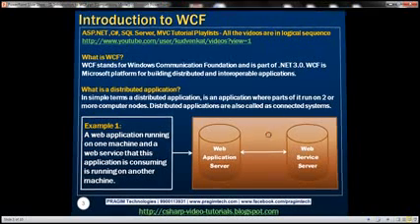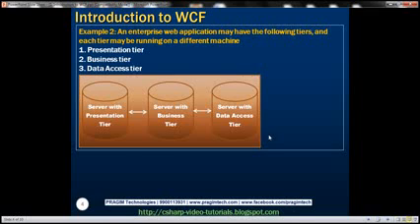Now let's look at another example of a connected system. We may have an enterprise web application with these tiers: presentation, business, and data access. And each of these tiers may be running on a different machine. Now you may be wondering, why would somebody break down an application into different tiers, and why would they deploy those tiers on different machines? That's basically to improve the scalability of the application.